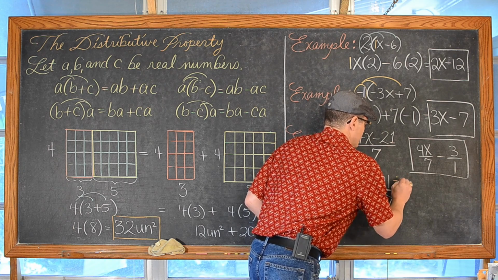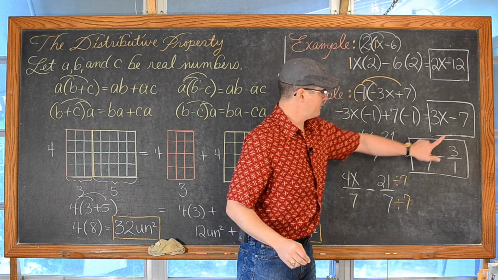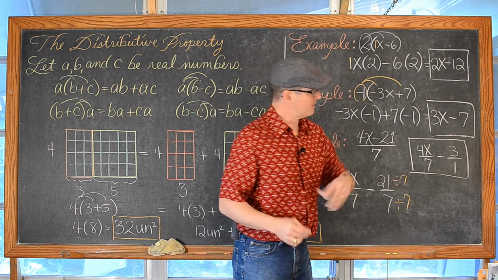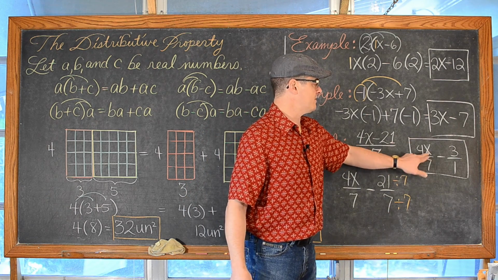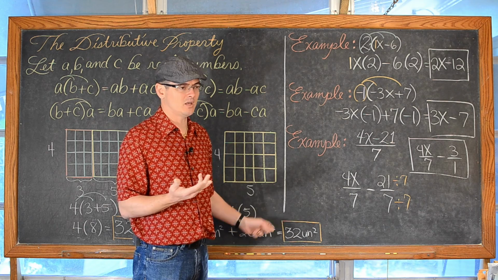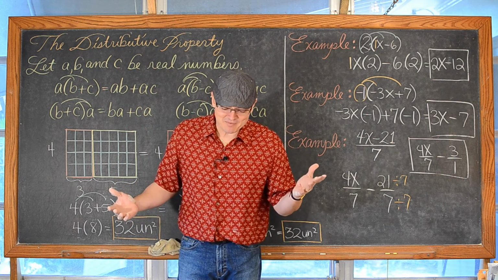21 and 7, these are both divisible by 7. And again, reducing that fraction, we get 21 divided by 7 is 3, and 7 divided by 7 is 1. And clearly we can write that as 4 over 7x minus 3, because dividing by 1 doesn't, well, it does something, it gives you the same answer back.